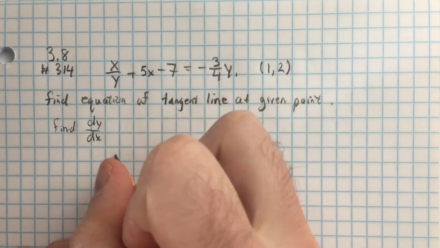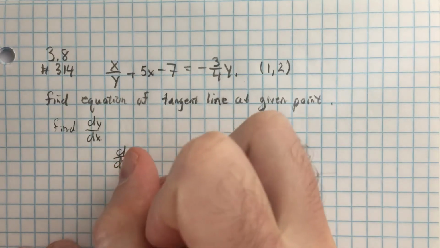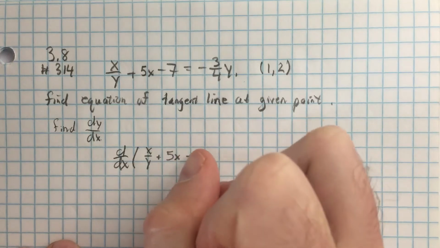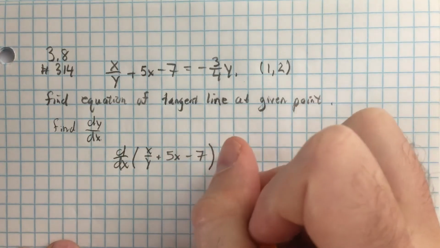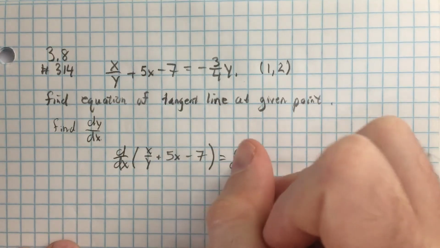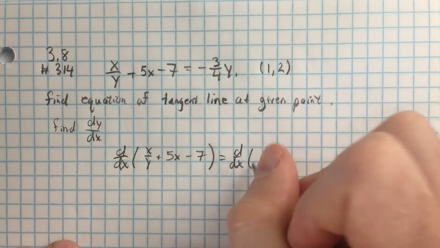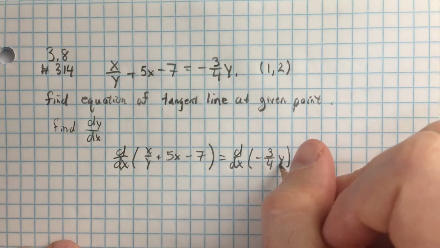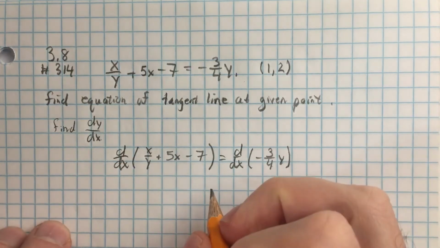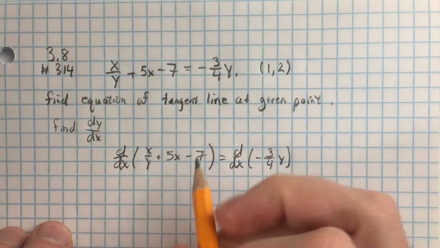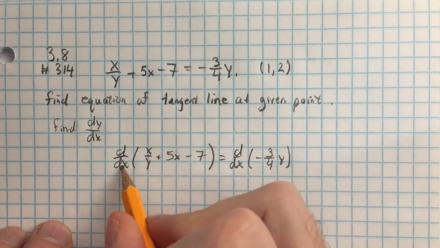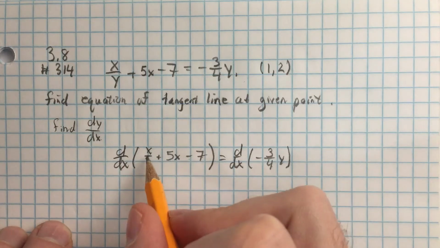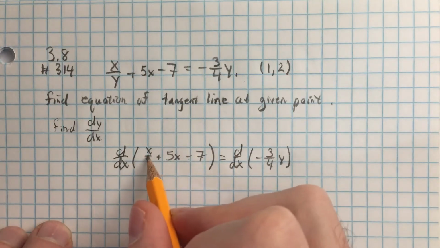So d/dx of x over y plus 5x minus 7 equals d/dx of negative 3/4 of y. All right, so I have to watch out for this subtle little quotient rule here. When the derivative is applied to each of these three separately because of the sum and difference rule, you will encounter this one first, and that is a quotient rule.